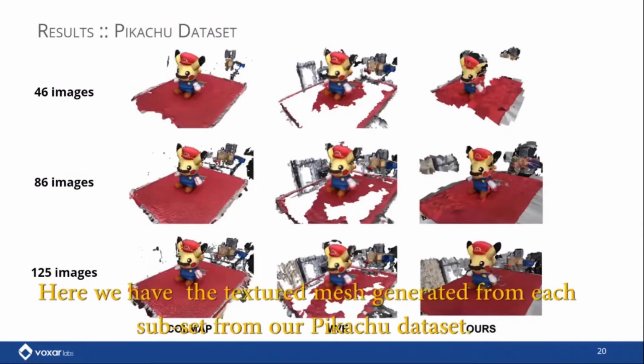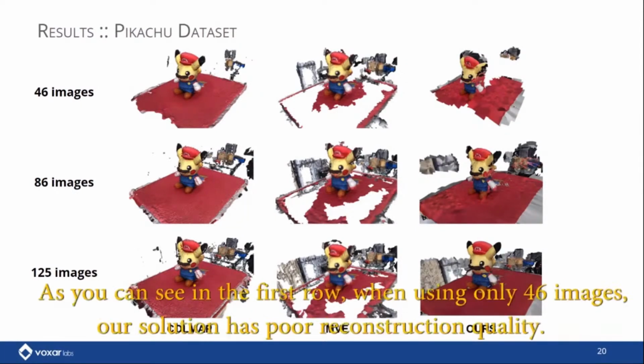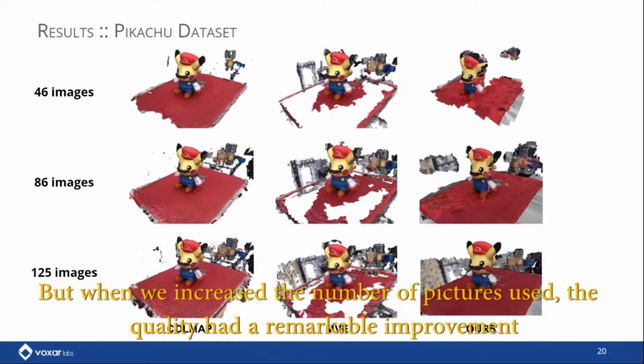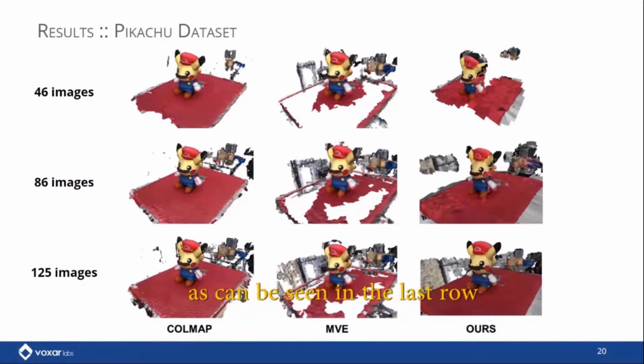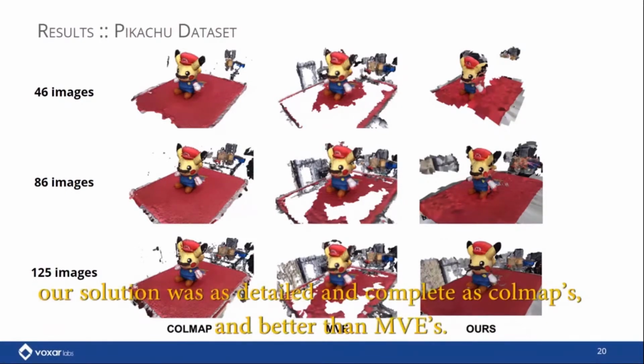Here, we have the textured mesh generated from each subset from our Pikachu dataset. As you can see in the first row, when using only 46 images, our solution has poor reconstruction quality. But when we increased the number of pictures used, the quality had a remarkable improvement, as can be seen in the last row. Our solution was as detailed and complete as COLMAP's and better than MVE's.